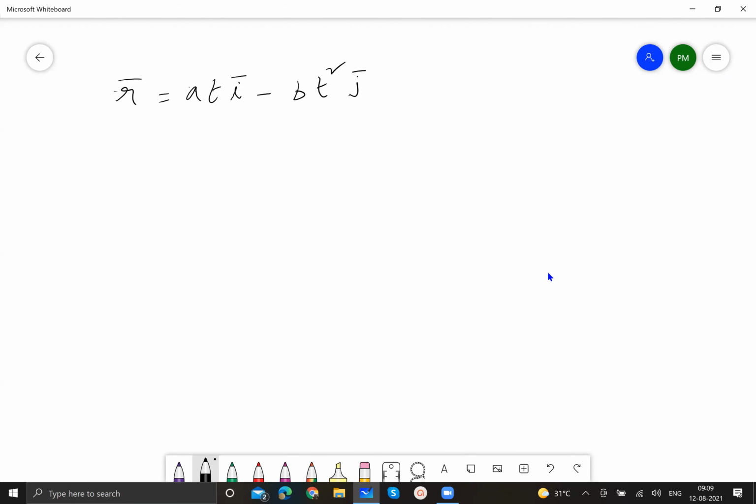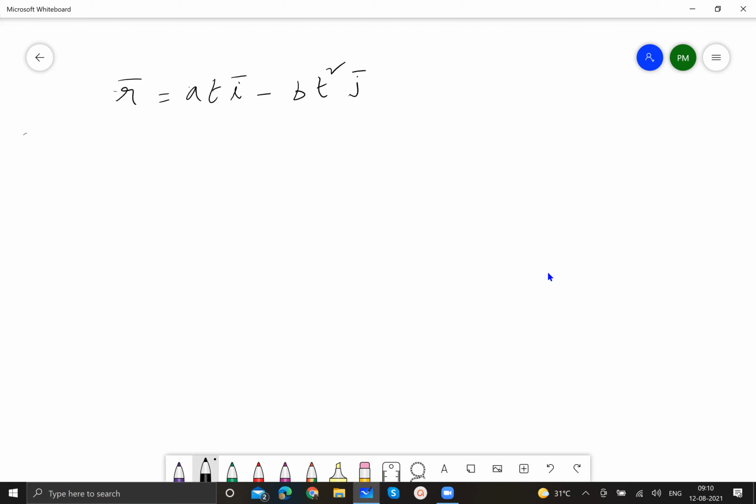They can ask it as a linked comprehension type of question, or any one parameter can come. This same thing will never come. Any question based on this model.